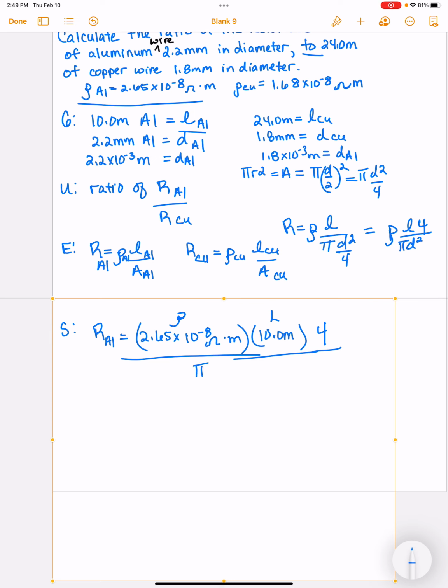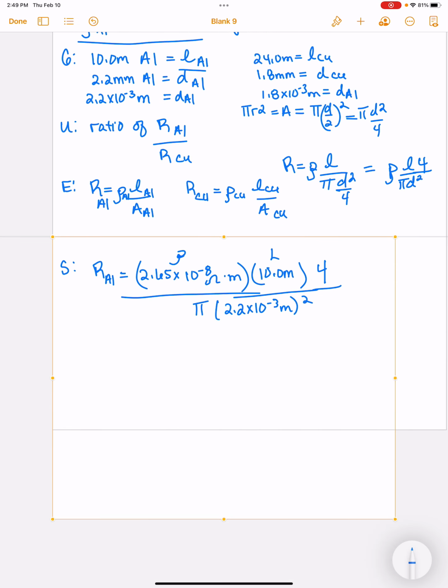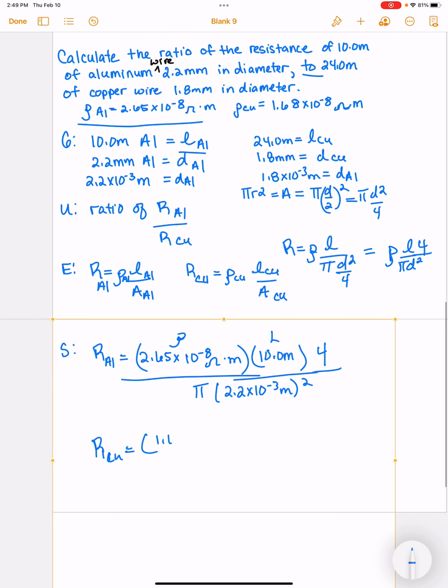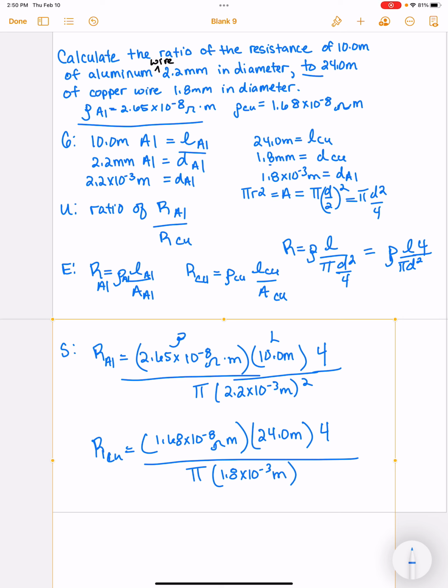Then next we're going to have pi times the diameter of the aluminum, which we have is 2.2 times 10 to the negative 3 meters. Don't forget to square that. Okay, and then we also have the resistance of the copper, which is equal to the resistivity of copper, which is 1.68 times 10 to the negative 8 ohm meters times the length, which is, where'd it go? Here we go. No, that's diameter, 24 meters times 4 divided by pi, and then the diameter, which is going to be 1.8 times 10 to the negative 3 meters. Don't forget to square it.